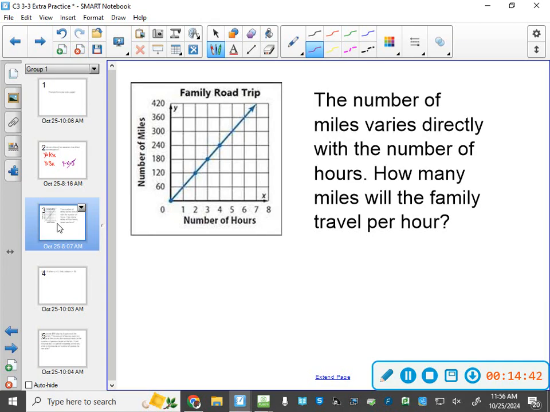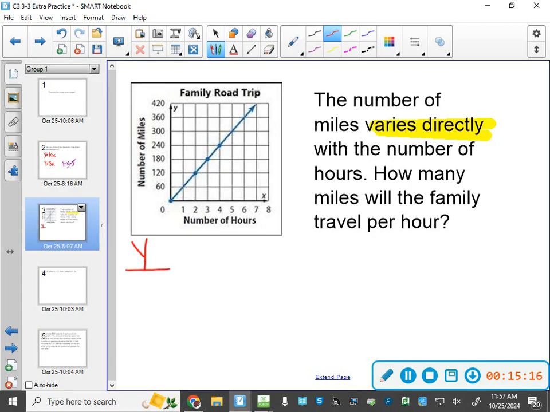Okay, the next one, we have 2 graphs on the homework. Okay, it says the number of miles varies directly with the number of hours. How many miles will the family travel per hour? First of all, what should I be highlighting here? What would I highlight in this one? Very good. Varies directly. Okay? Varies directly tells me this is a direct variation. If it's a direct variation, it means it is proportional. If it's proportional, we do what over what? Y over x. Very good.